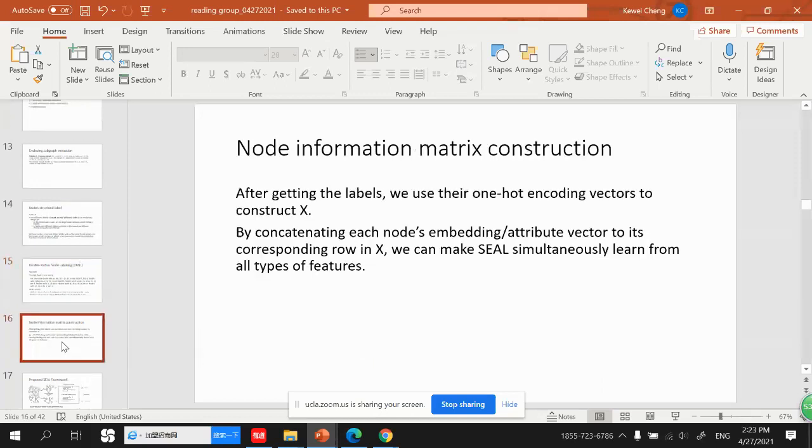And then with this, after we get the label of each node, we will use their one-hot encoding vector to construct their information matrix X. And then by concatenating each node's embedding or attribute value to its corresponding row in X, we can also make the SEAL framework learn from all types of features.